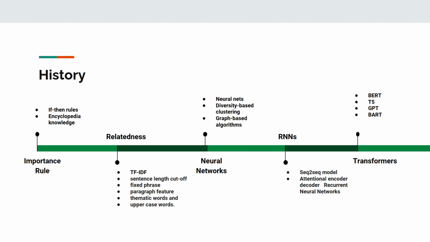Further, neural networks gained significance as they were used to generalize the main features of the text. Other parallel developments included diversity-based clustering and graph-based algorithms. Text summarization using the sequence-to-sequence model in 2016, where an attentional encoder-decoder recurrent neural network, which was actually established for machine translation, outperformed many other models.